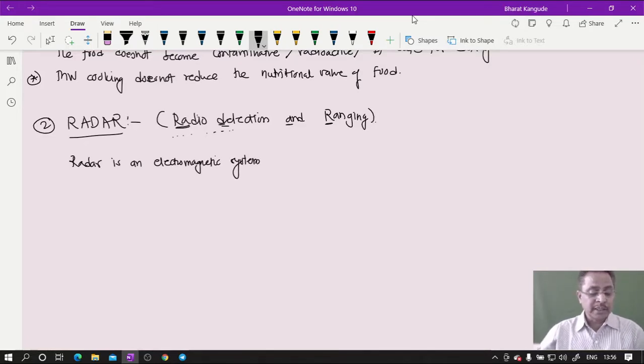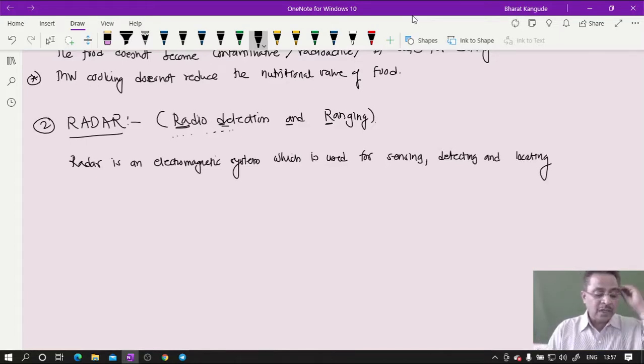Radar is an electromagnetic system which is used for sensing, detecting and locating the objects present in the surrounding, the objects which are in the ambience.